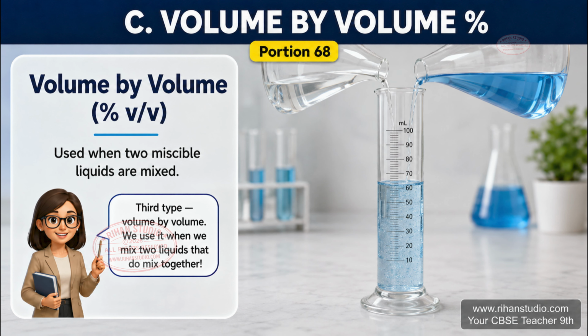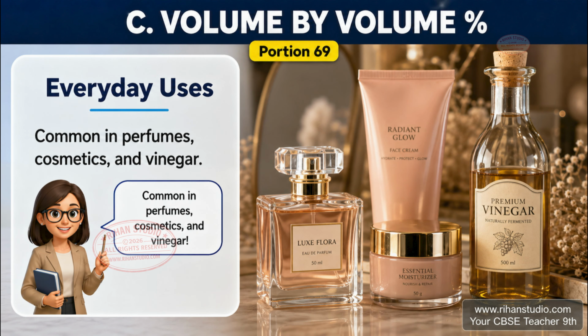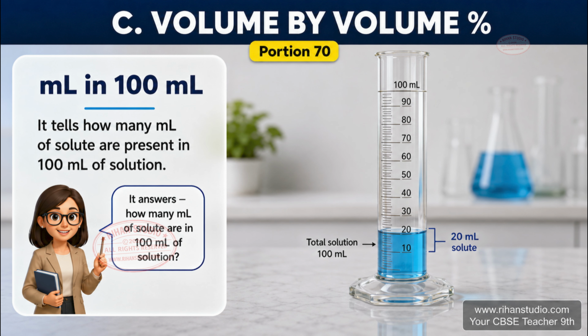Easy. Volume by volume percentage. This is used when two miscible liquids are mixed. Third type, volume by volume. We use it when we mix two liquids that do mix together. It is common in perfumes, cosmetics, and vinegar. Volume by volume percentage tells how many milliliters of solute are present in 100 milliliters of solution. It answers a question: how many milliliters of solute are in 100 milliliters of solution?